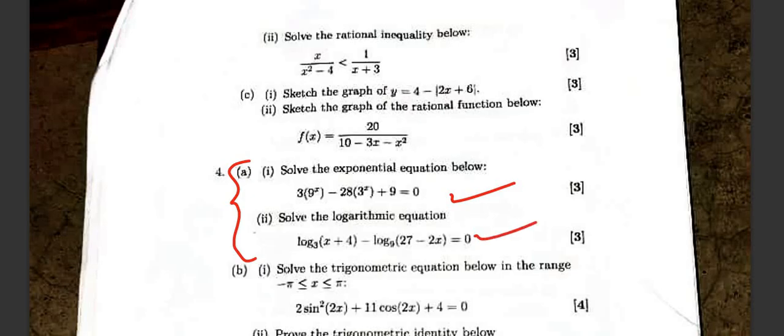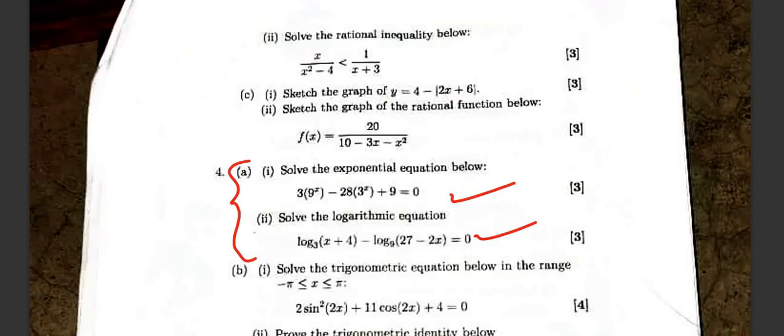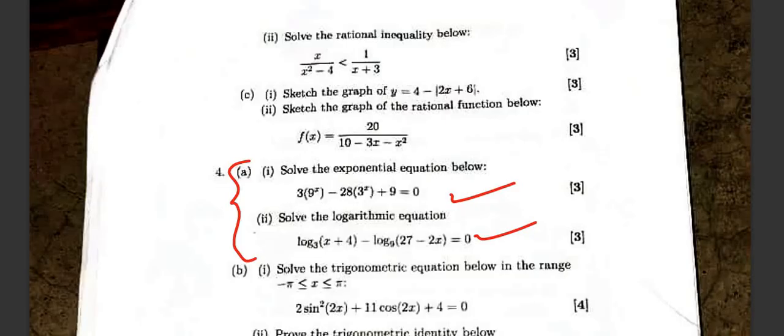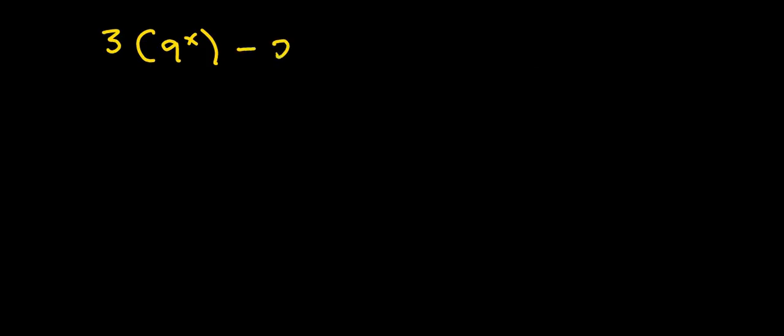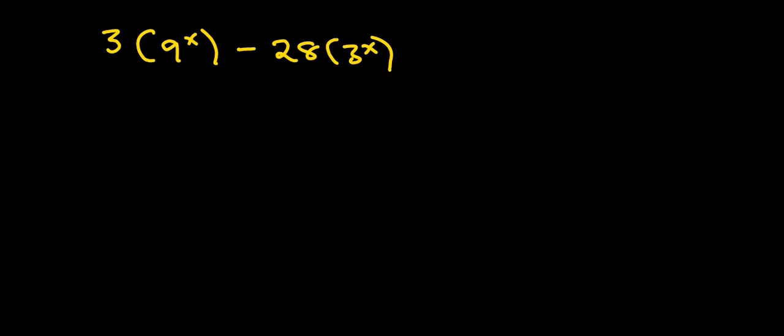So the first one, I'll write it here. So this is 3. We have a 3, then we have a 9 to the power x, then we have a minus 28, then 3 to the power x, plus 9 is equal to 0.